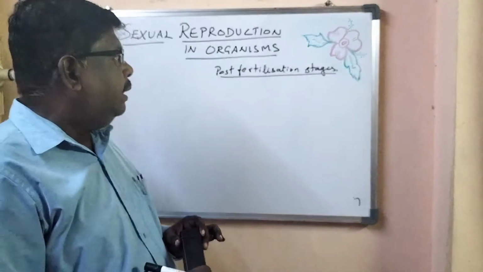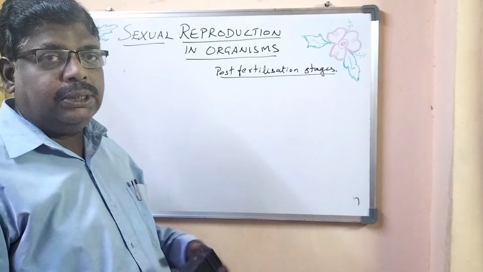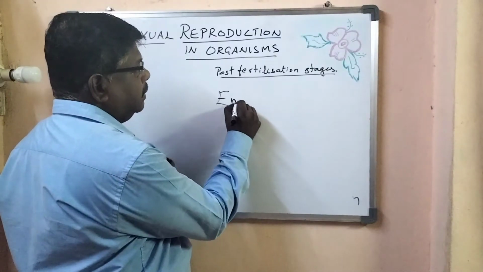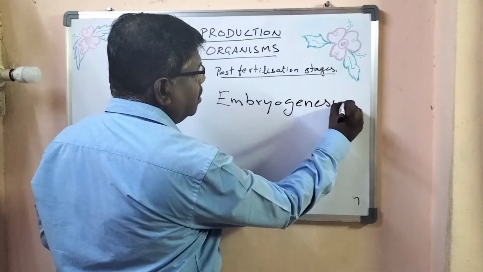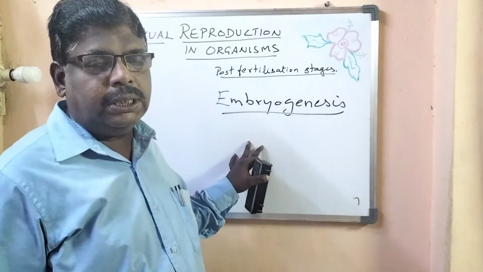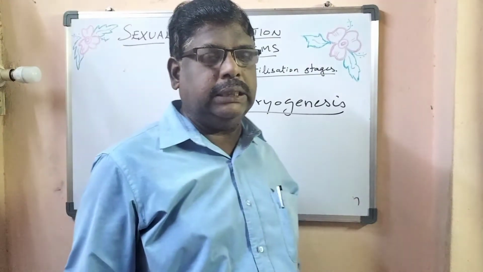Then after zygote, the zygote will undergo changes to become embryo, and that is known as embryogenesis. Embryogenesis means formation of embryo. Genesis means formation. Embryo is the product. The formation of embryo is called embryogenesis.